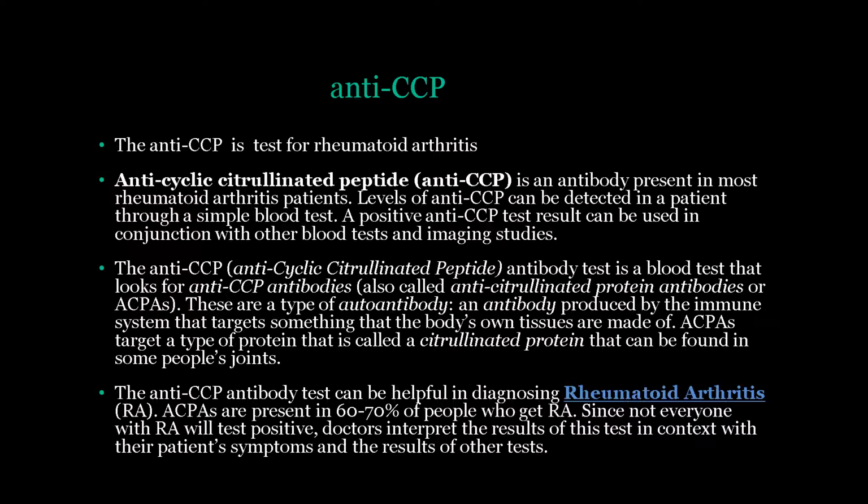The anti-CCP, that is another test for rheumatoid arthritis. It is an antibody present in most rheumatoid arthritis patients. It measures anticyclic citrulline peptides, which is a blood test that looks for these antibodies. This is a type of autoimmune antibody, which is an antibody produced by the immune system that targets the body's own tissues. These tests, otherwise known as ACPA, target a type of protein called the citrulline protein that can be found in some people's joints. It can be helpful in diagnosing rheumatoid arthritis. Approximately 60-70% of people who have rheumatoid arthritis will have this test positive.